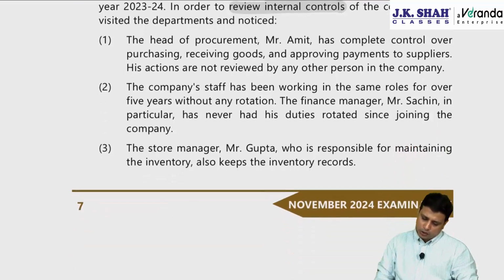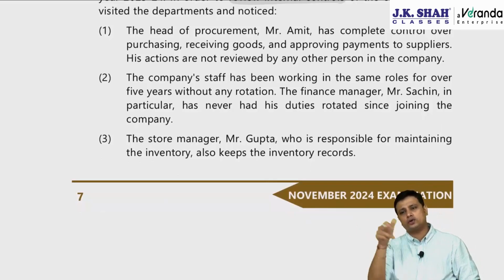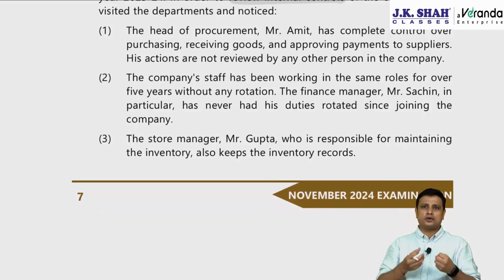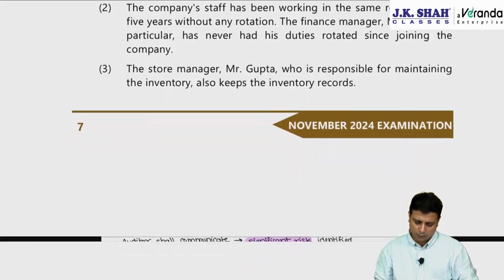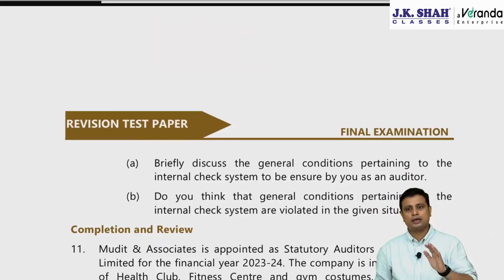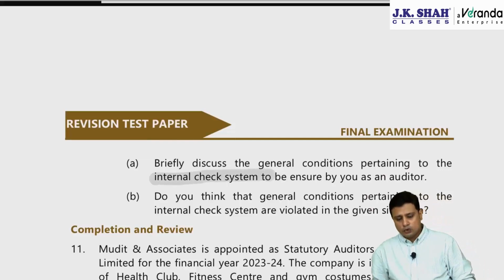Third, the store manager, who is responsible for maintaining inventory, also keeps the record. So who has access to the physical assets should not maintain the records. So controls are not appropriate. But let us read the question. Briefly discuss the general conditions pertaining to the internal check system to be ensured by you as an auditor.